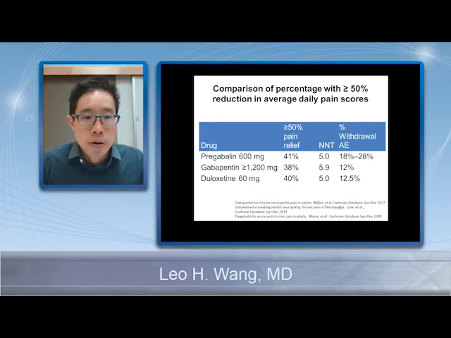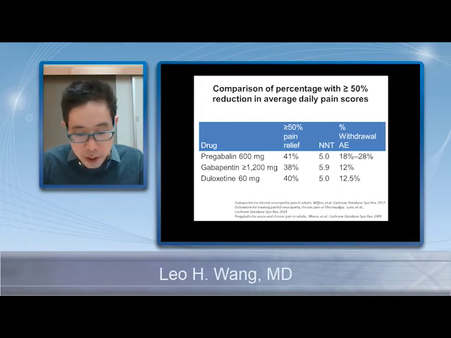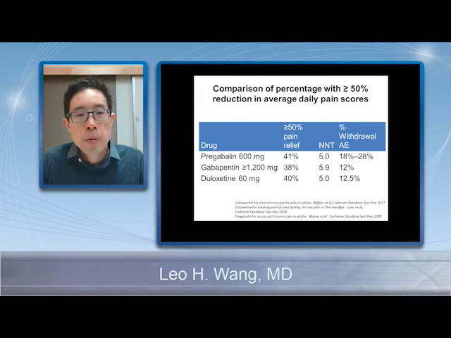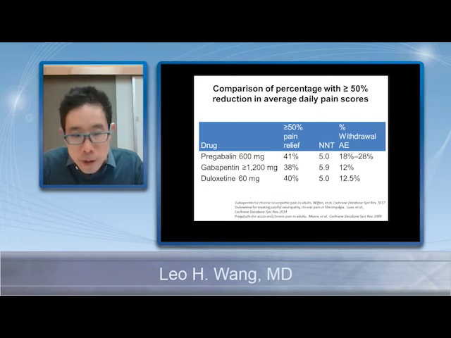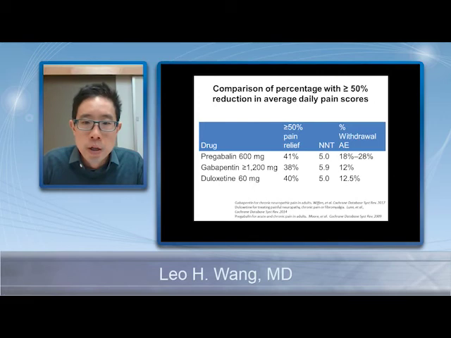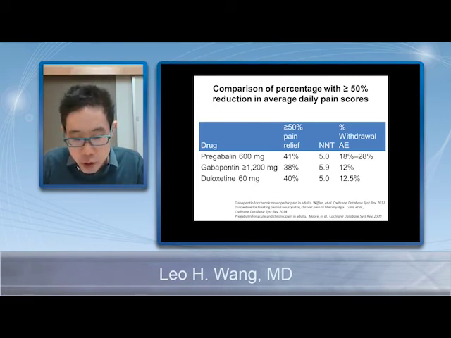A study compared pregabalin, gabapentin, and duloxetine. These are their daily doses. And in terms of the percentage of patients that achieved greater than 50% pain relief, it was about 40%, similar for all three medications. And the number needed to treat was about 5 to 6. So it took, 1 out of every 5 patients is probably able to achieve a 50% reduction in the average daily pain score.